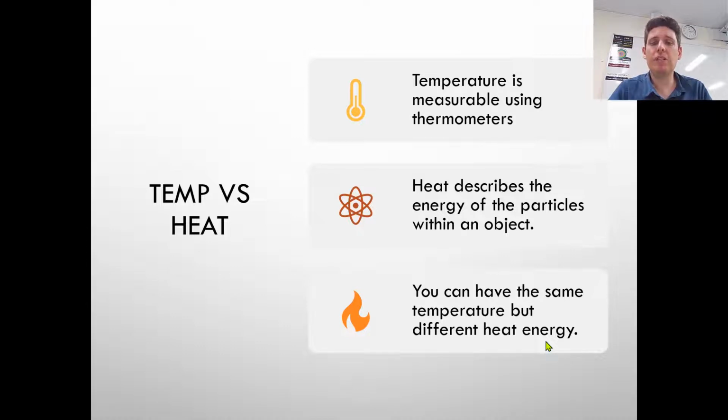Temperature is measurable using thermometers. So in our example, even though they were the same temperature, my hand was losing its heat energy faster to the piece of metal than the book. So temperature, it's a measurable quantity. Heat is the energy of the particles within an object. So you can have the same temperature, book, metal pen, but they'll have different heat energy because it's the way the energy is being transferred.